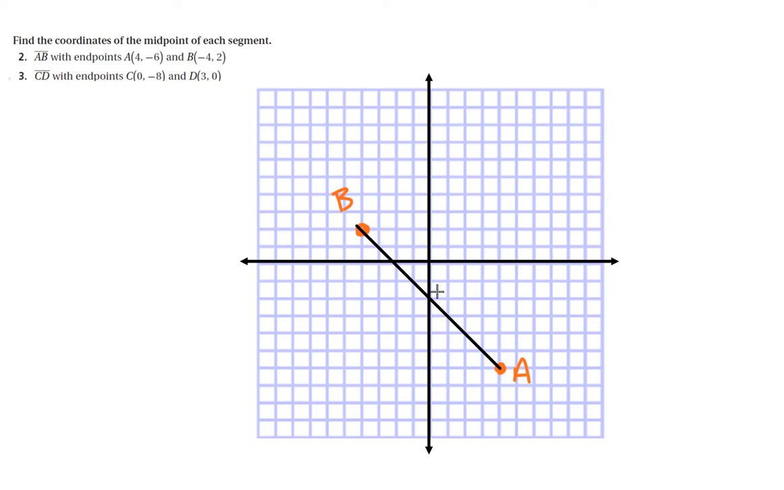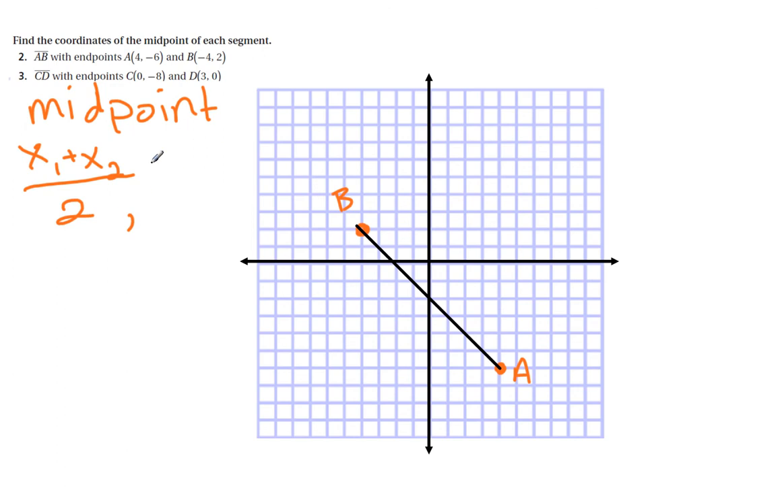And so you're saying, I don't know, maybe right here? Maybe there's a really cool mathematical formula, and you'd be halfway right. There is a formula. It's not really cool, though. It looks a little bit like this. The midpoint will always be x1 plus x2 over 2, comma, y1 plus y2 divided by 2.